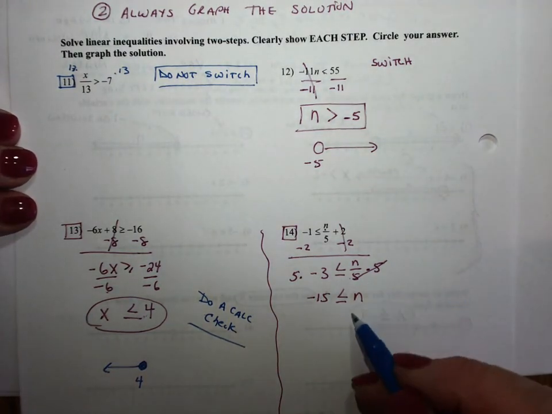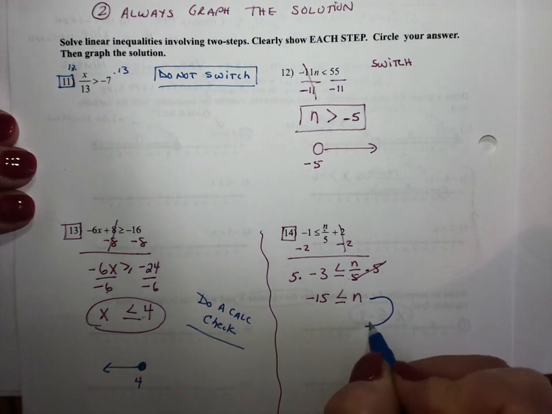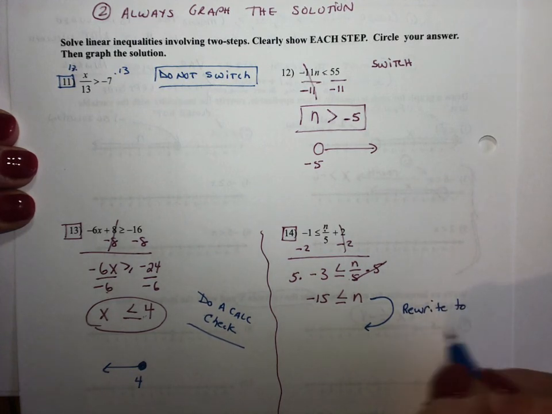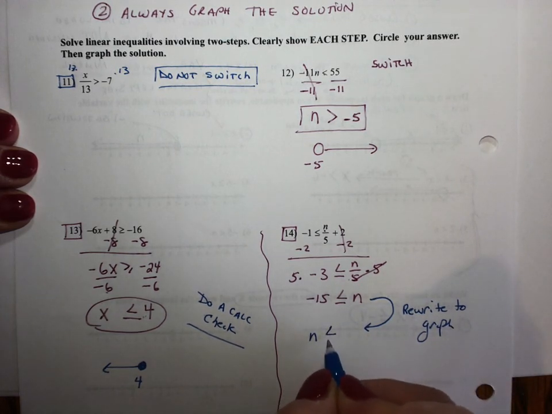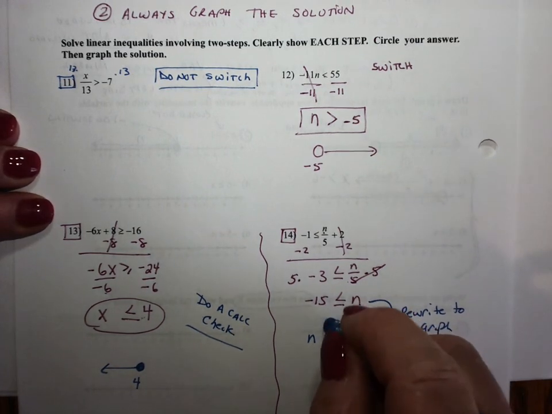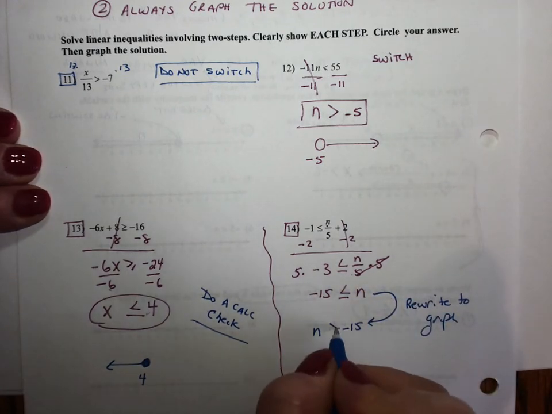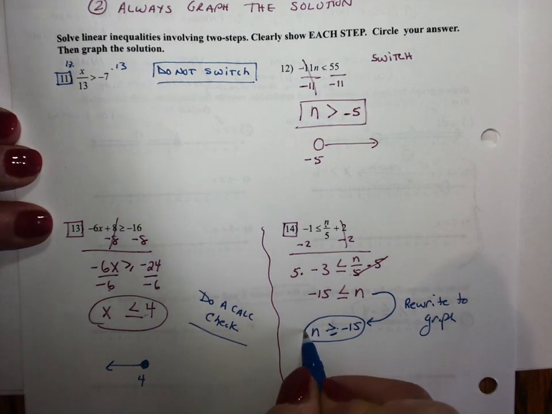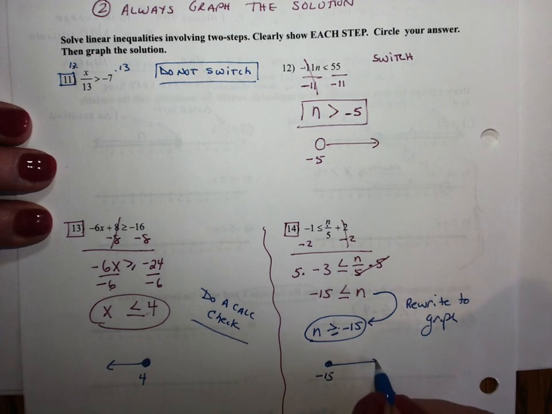Now remember, now you have to graph this. So you should rewrite to graph. So -15 is less than or equal to n. You have to read it backwards. N is greater than or equal to -15. And here it's a closed dot at -15, goes in that direction.